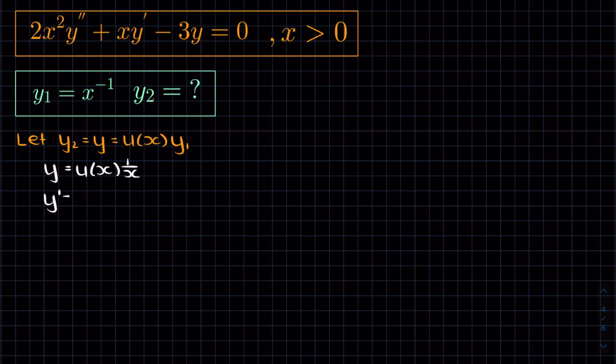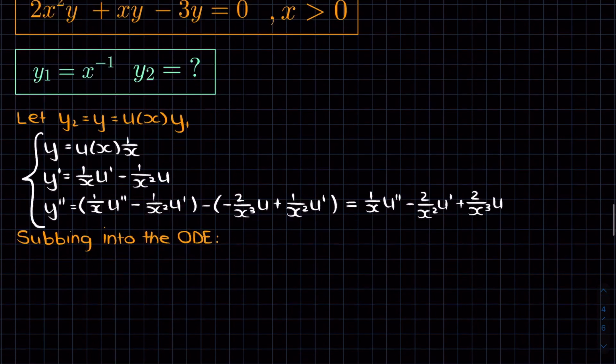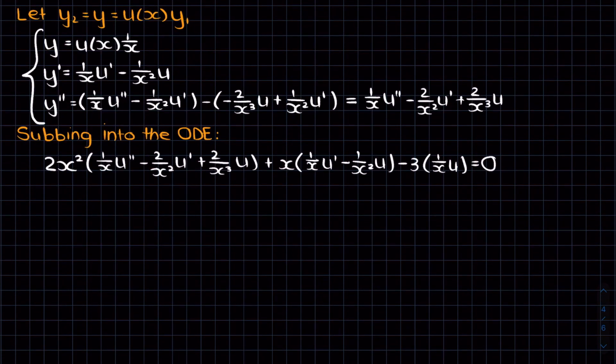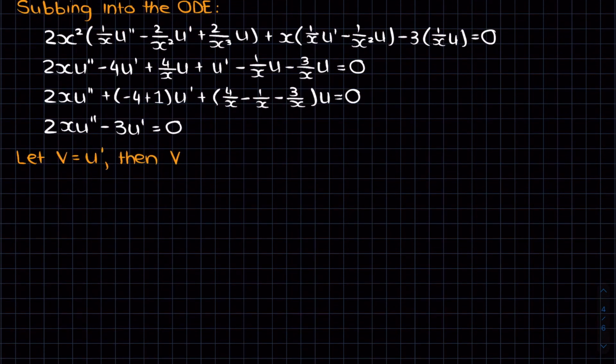We're then going to take the first and second derivatives of y2 so that we can plug it into the ODE. Once we're finished cancelling and simplifying, we're going to be left with a second order ODE. So we reduce the order of the ODE by letting v equal u prime, which then means that v prime equals u double prime. Subbing this in, we now have a first order ODE, and we know how to solve these.